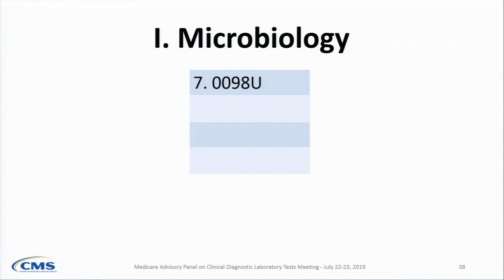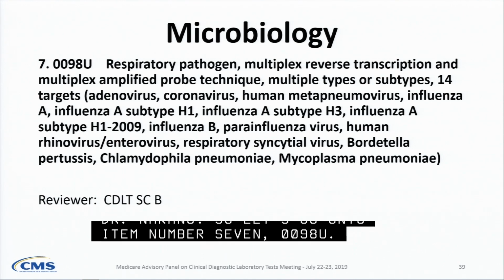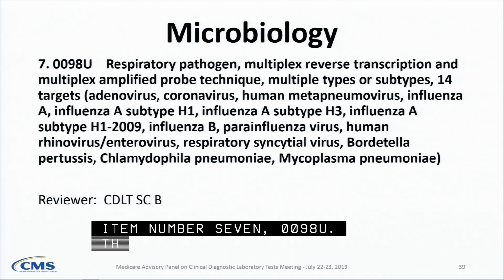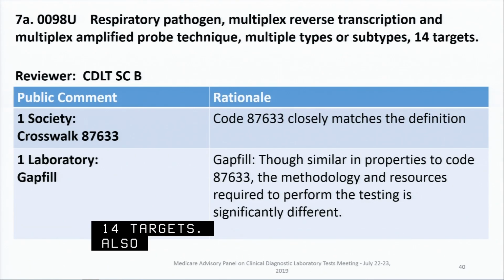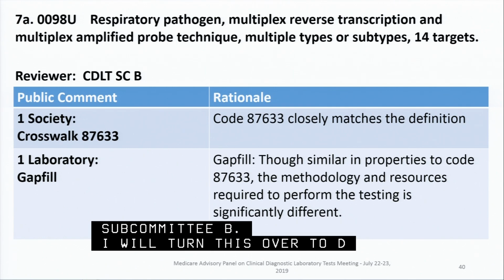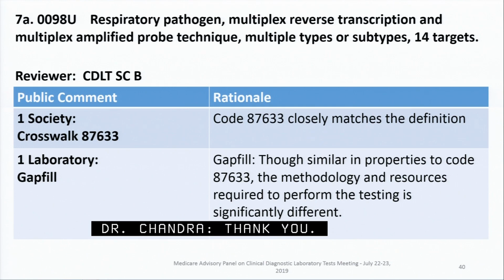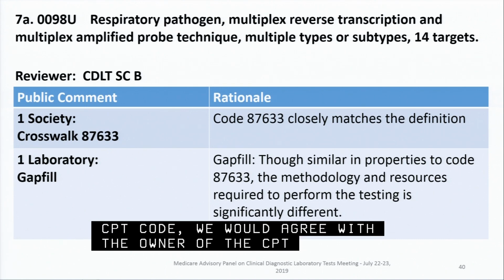All right, so let's go on to item number 7, 98U. This is a respiratory pathogen test where they're looking at 14 targets, also reviewed primarily by subcommittee B. I'm going to turn this over to Dr. Chandra. Thank you, Karen. And again, for the reasons that have been discussed on the previous CPT code, we would agree with the owner of the CPT code and agree with a gap fill recommendation here.